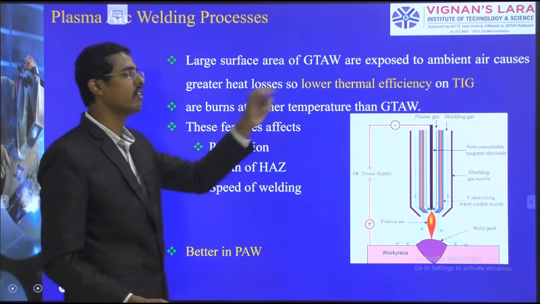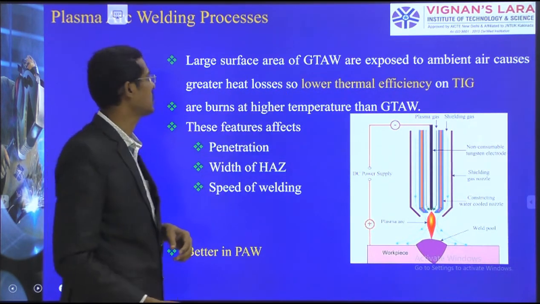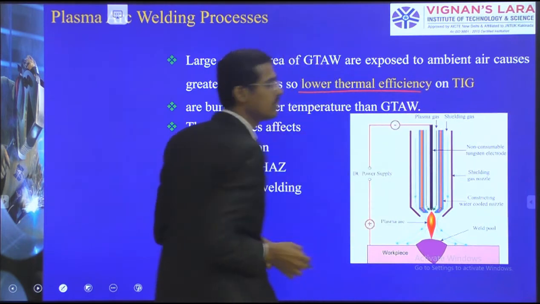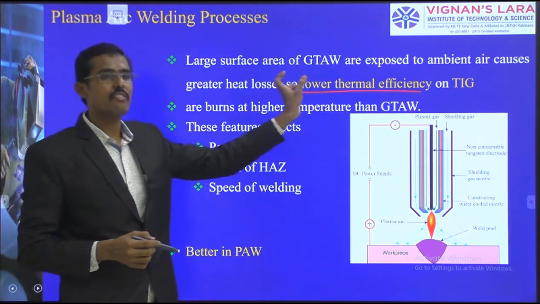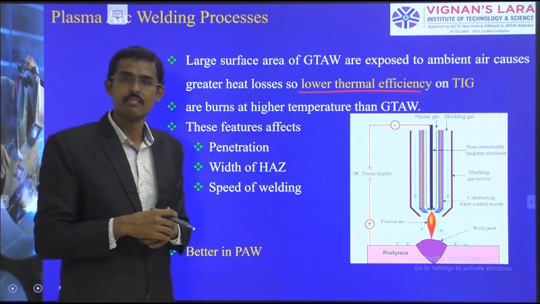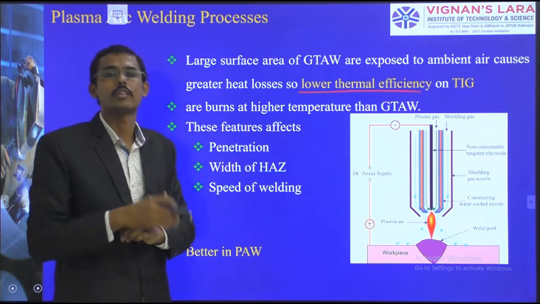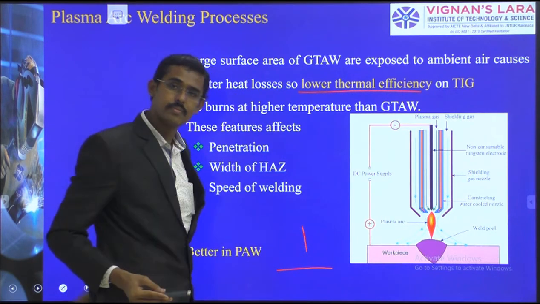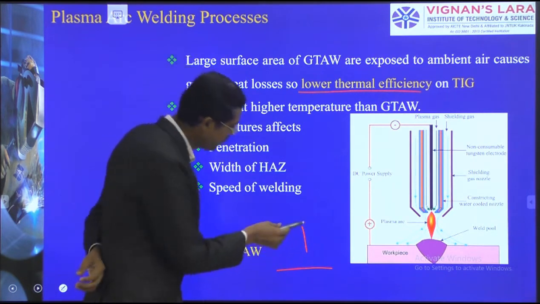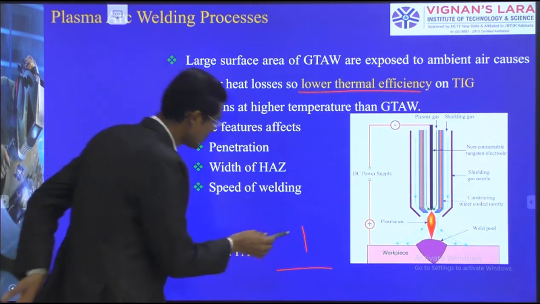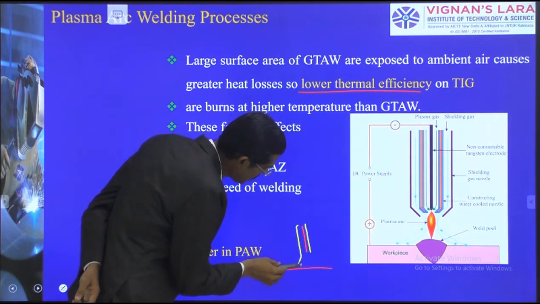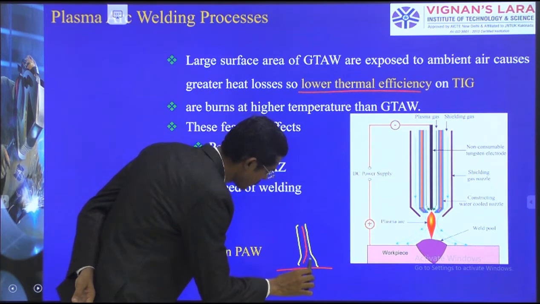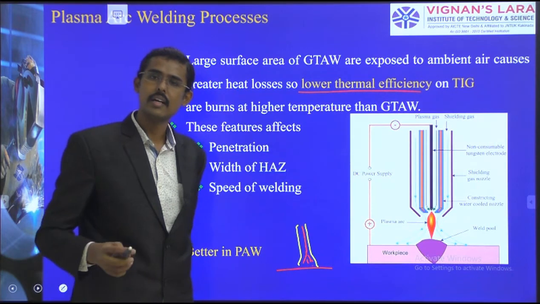The large surface area of a TIG weld is exposed to ambient air, which causes greater heat losses, so there is low thermal efficiency in TIG. We are giving double protection here. We have an electrode and we have the workpiece, and from this single electrode we are supplying the shielding gas around it and it is protected. This electrode comes down, melts and deposits.